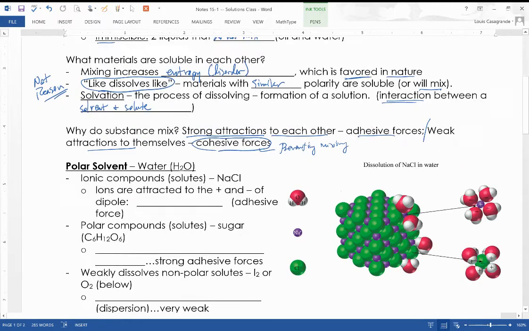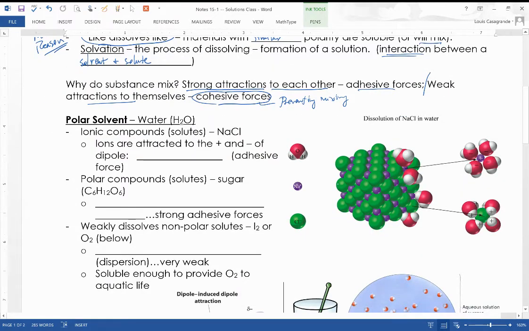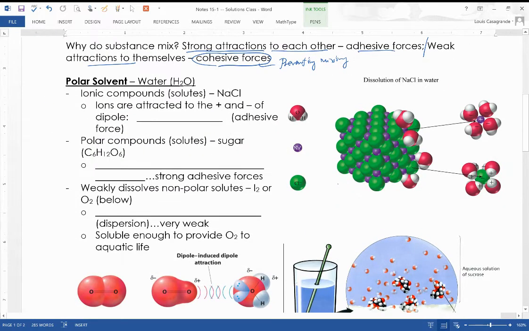And starting off with polar solvents, let's take a look at what happens when you start to put different materials into a polar solvent. First material is an ionic compound. So we have water, a very polar solvent, and we're going to put some sodium chloride into the water. Now, what happens is the ions are attracted to the positive and negative ends of the dipole.